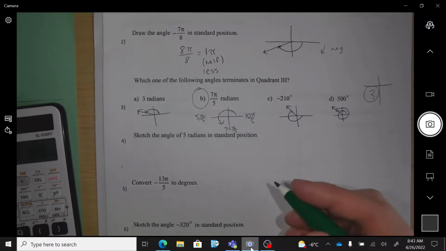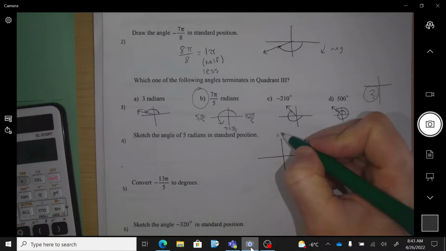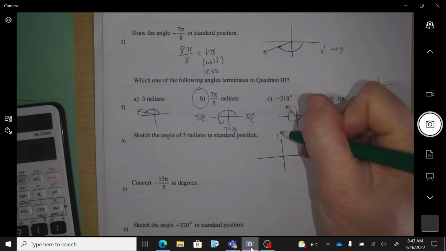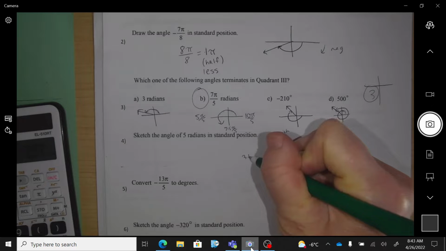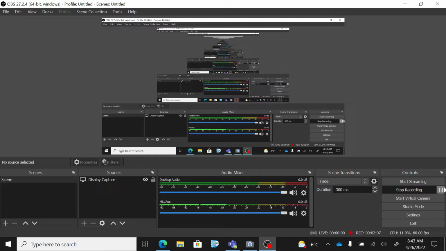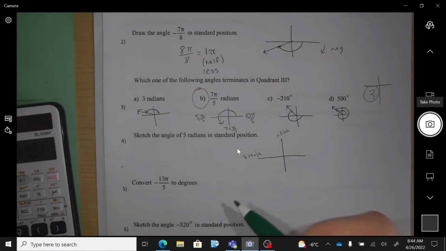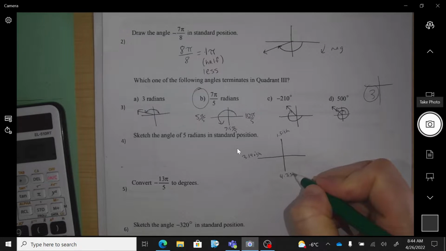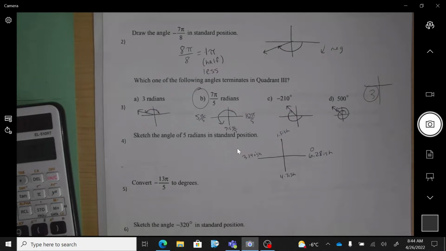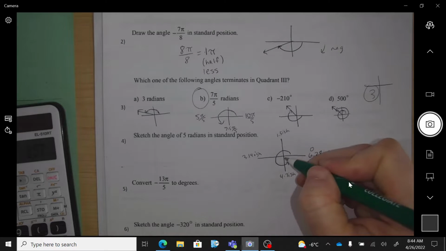Sketch the angle of 5 radians in standard position. So this is 1.5-ish, 3.14-ish, and the bottom would be about 4.7-ish, and then 6.28-ish. So when we think about the numbers, that's kind of in my head. So 5 would be about right there.